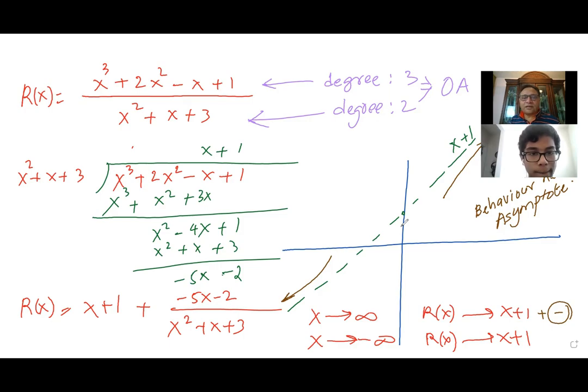And that is how we could draw the asymptote for the given function, right?